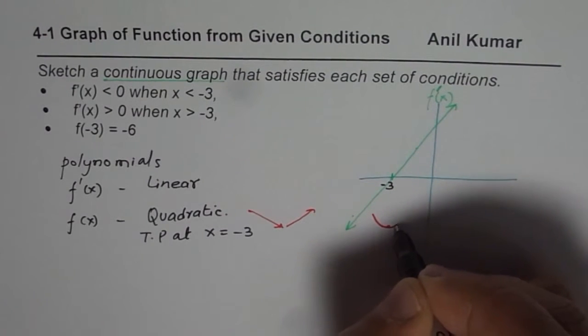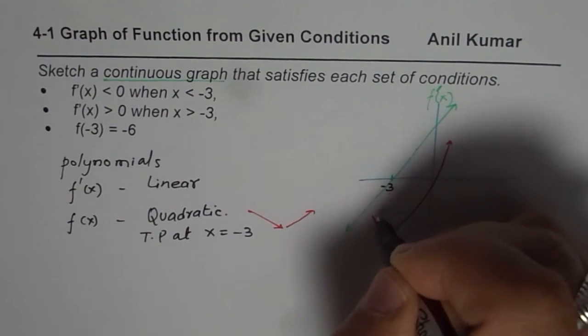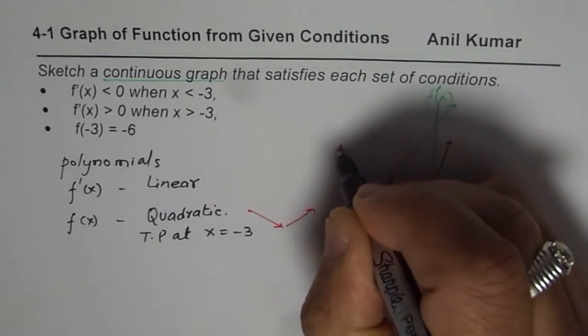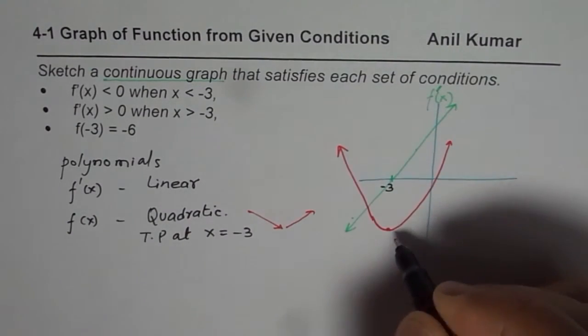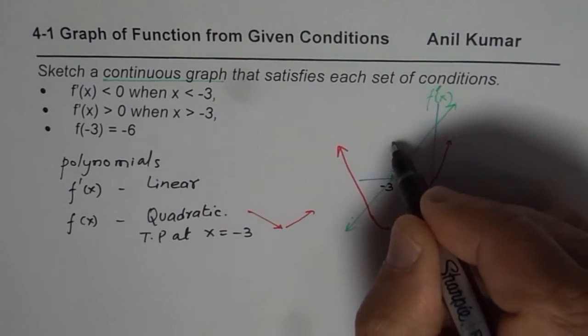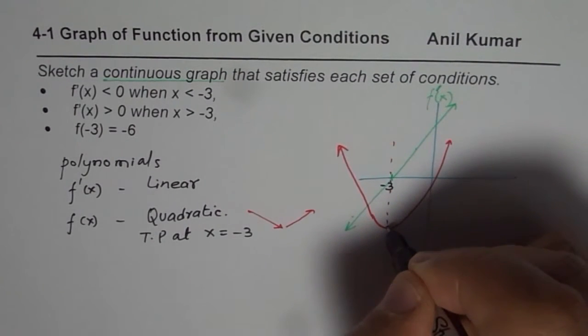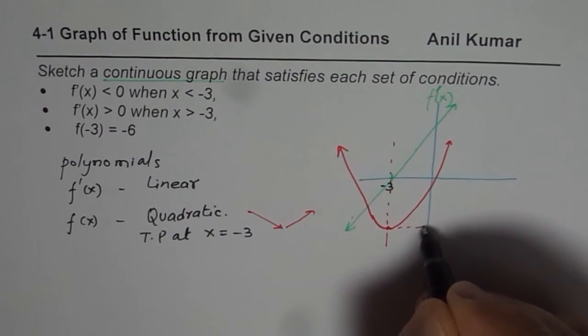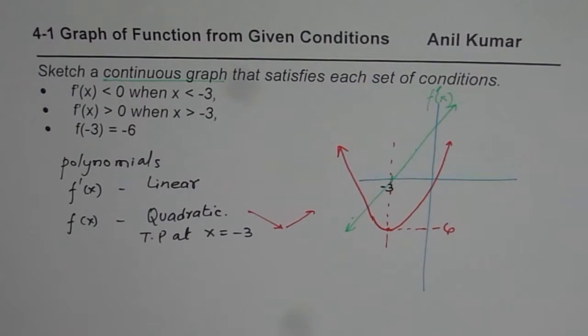It should be kind of like this, right? So we can draw a parabola which could be kind of like this. So any parabola with a turning point, with axis at x equals -3 and the vertex minimum value at -6, will serve the purpose. So that is how you could get your graph.